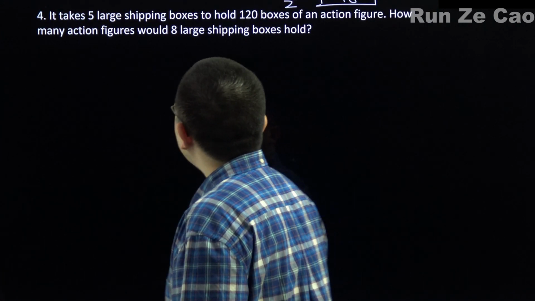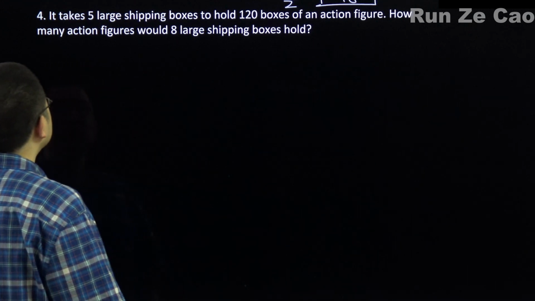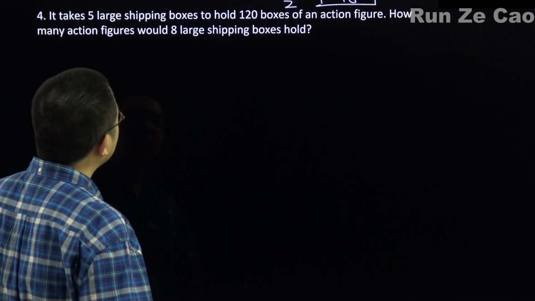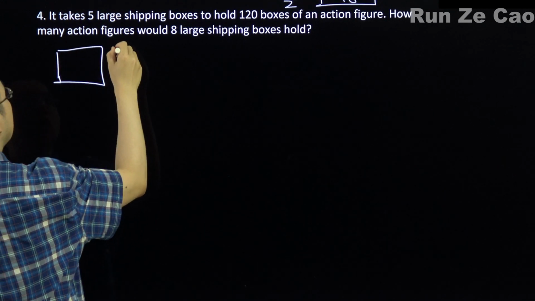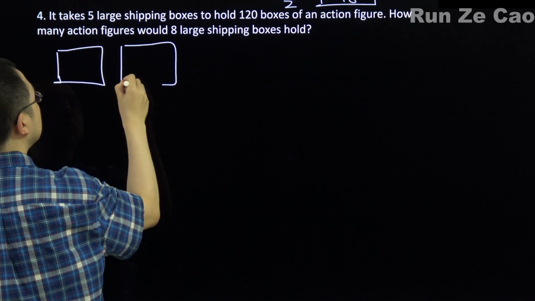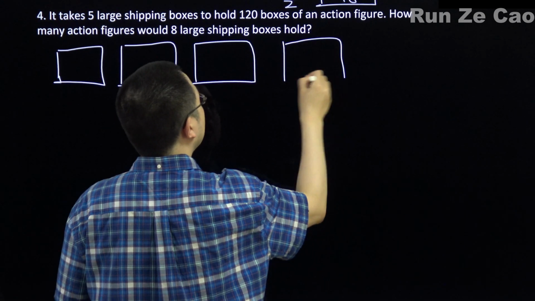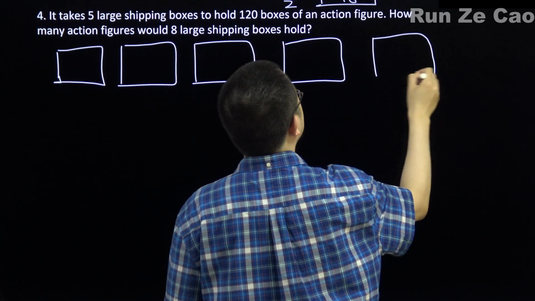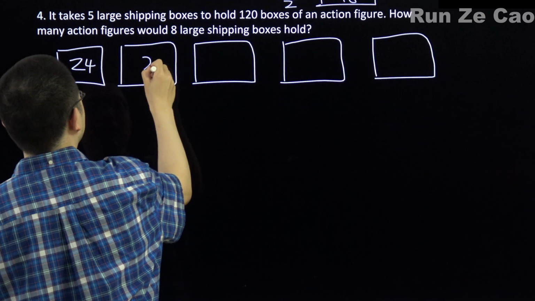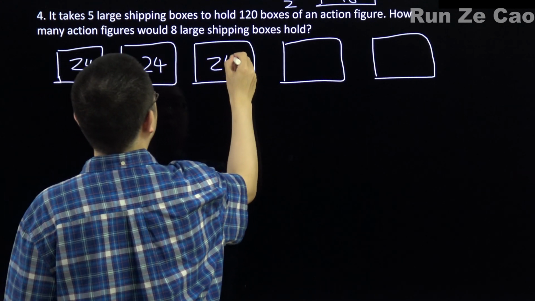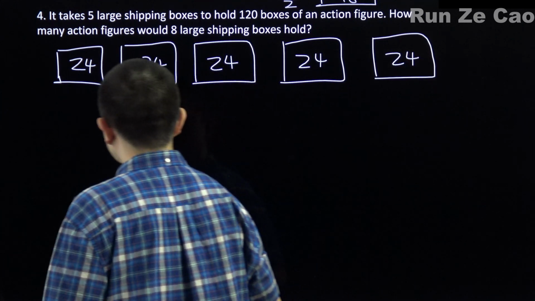It takes 5 large shipping boxes to hold 120 boxes of an action figure. How many action figures would 8 large shipping boxes hold? Well, this is easy to diagram. 1, 2, 3, 4, 5. And then 24, 24, 24, 24, 24.